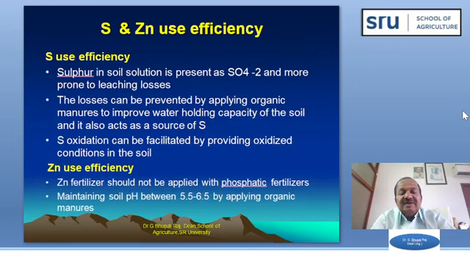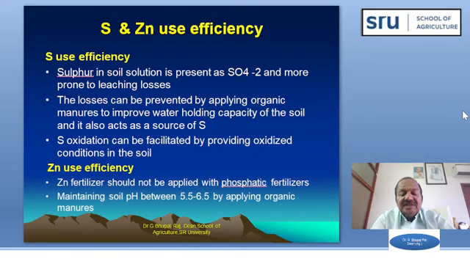Similarly, for sulfur use efficiency: sulfur in soil solution is present as sulfate ions and is more prone to leaching losses. The losses can be prevented by applying organic manures to improve the water holding capacity of the soil, and it also acts as a source of sulfur. Sulfur oxidation can be facilitated by providing oxidizing conditions in the soil.